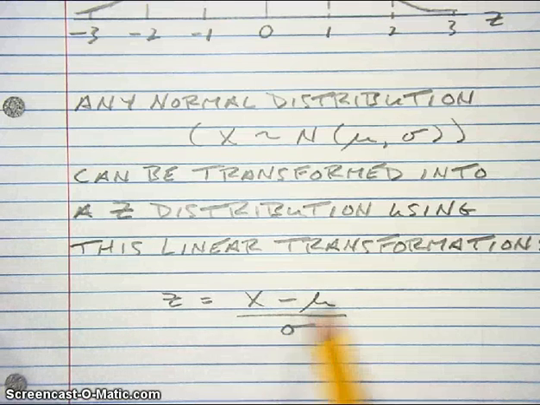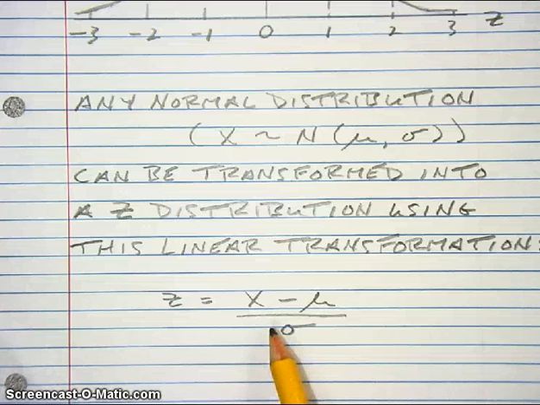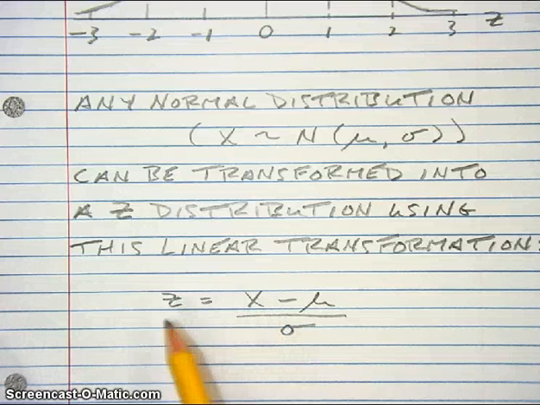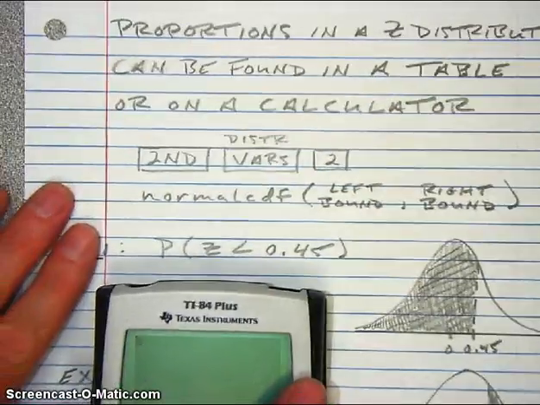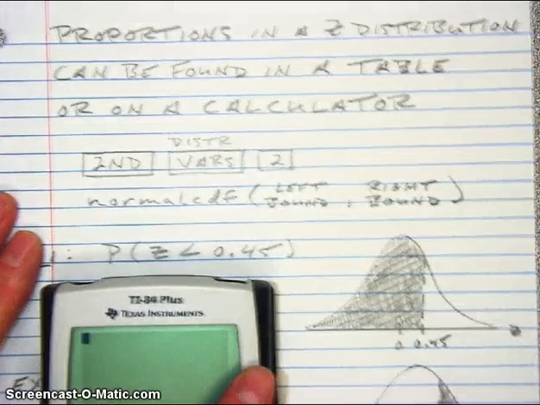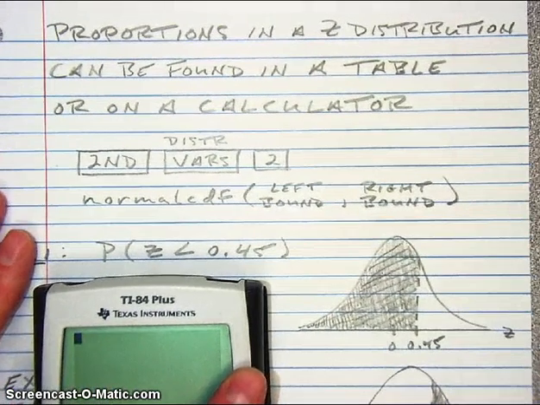Now, the nice thing about this is that any linear transformation that you do to a normally distributed variable is going to preserve the shape of the distribution. So Z will also be normally distributed. Now, proportions under this curve have been studied extensively, and they're very easy to find nowadays with the technology that we have and with the background knowledge we have.